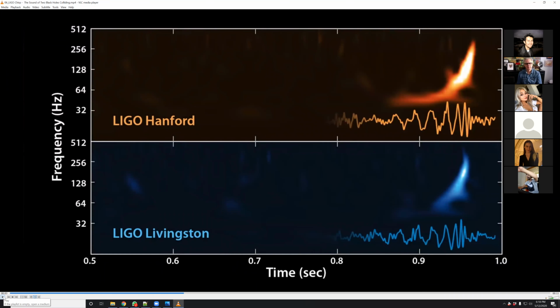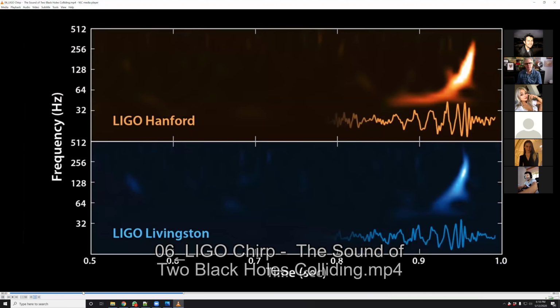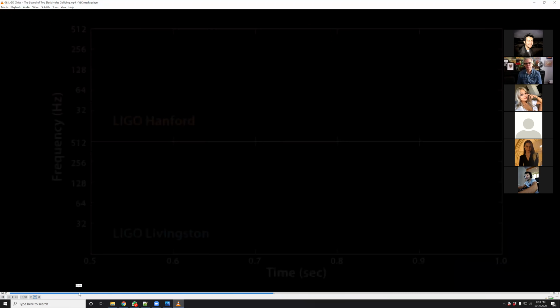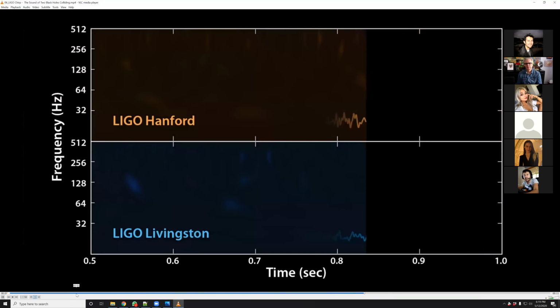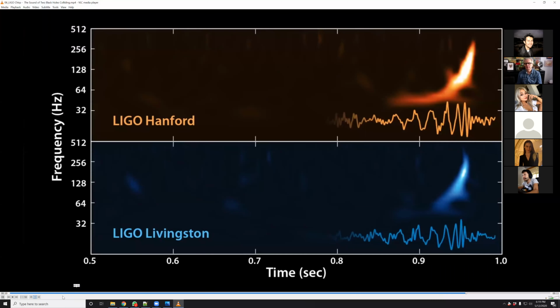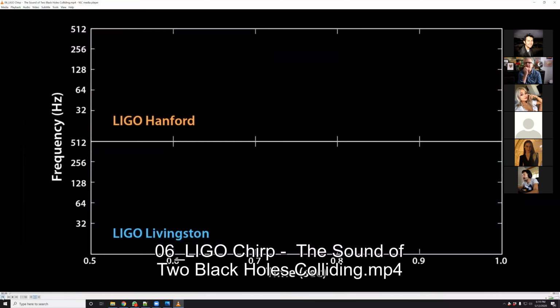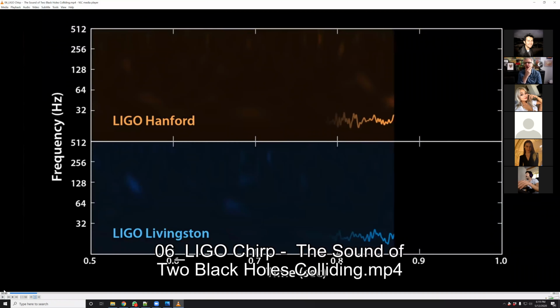black hole. So let me actually see if I can turn the sound on. It makes a noise. I don't know if anyone can hear that, but it makes a weird noise. And that sound you're hearing is the sound of two black holes 15 billion light years away colliding in a massive explosion. And that's insane.